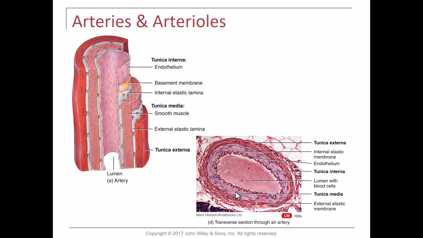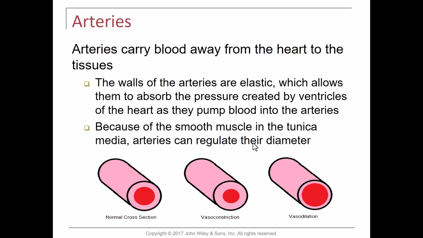and it can therefore control pressure and flow. And finally, on the outside, this is called the tunica externa. You can see that here on the outside labeled in the cross section. But an external layer is many times for protection. So notice that you've got a lot of collagen in that outer layer. This is the outside of the vessel. So arteries are carrying blood away from the heart. Here we can see the normal cross-section compared to vasoconstriction, which makes the vessel smaller, and vasodilation, which makes it bigger, which is controlled largely by that thick muscle in the tunica media.